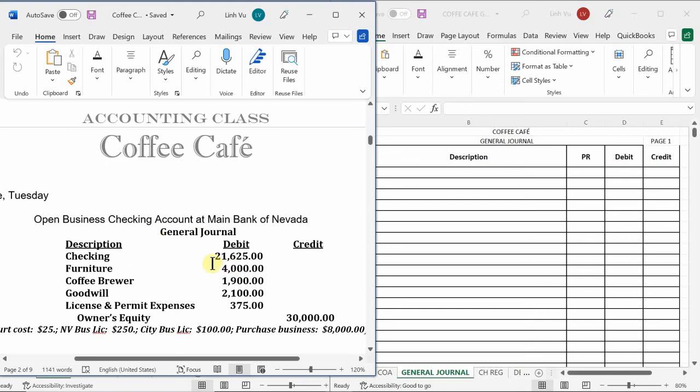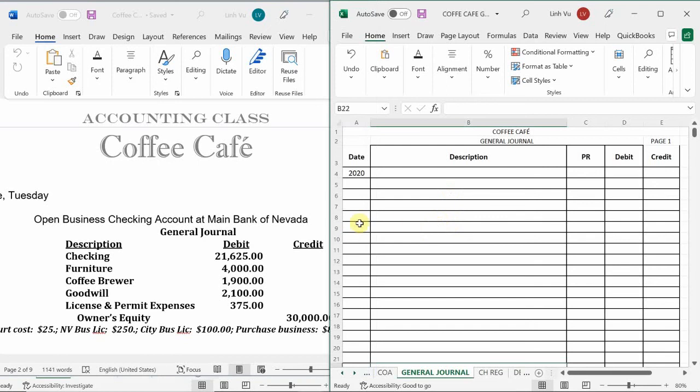We should be depositing $21,625 because that's all that we have. Okay? And because this is our investment into the company, that's going to go straight away into your owner's equity. So let's go ahead and properly journalize this transaction. It is June 4th. Okay.